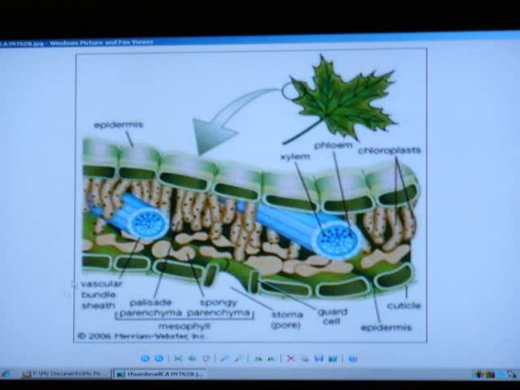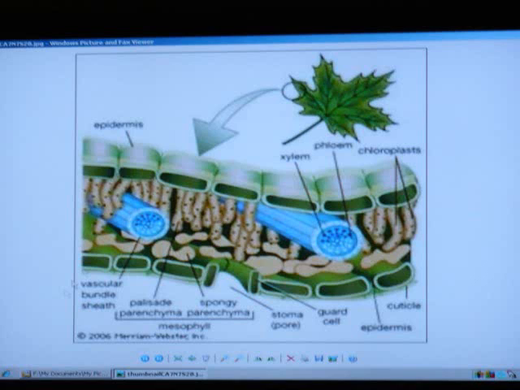What are you looking at? The stoma and the guard cells. One stoma right here. There's a guard cell and a guard cell. So a guard cell is a stoma? The guard cell makes the stoma. Look at my two fingers. This is the stoma. It's open or closed. And now, what is it now? Open. The guard cells make it open and close. This is the stoma, and the two fingers, those are two guard cells that make it open and close.